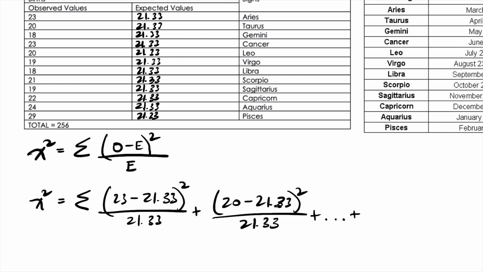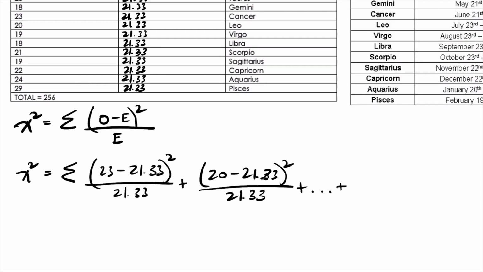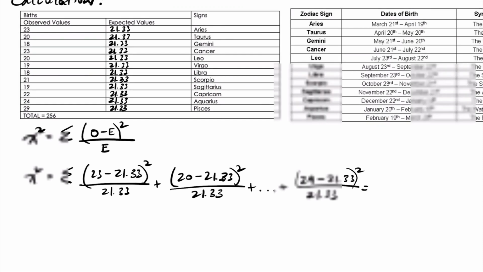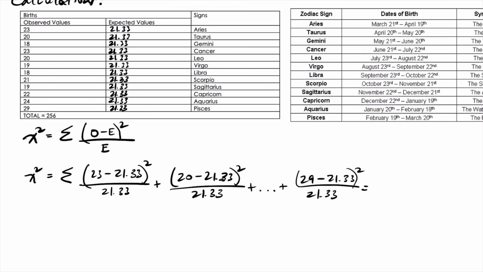Plus dots, dots, dots. Continues on with that one, and then I would do the last one, which was Pisces. Pisces is 29 minus 21.33 squared over 21.33. Okay, that's all the work we need to show. The rest of it, we're going to use the calculator. I'll show you how to use the calculator on this one. So we're going to calculate our chi-square statistic for all of them and add them up. Okay, so let's go to the calculator.